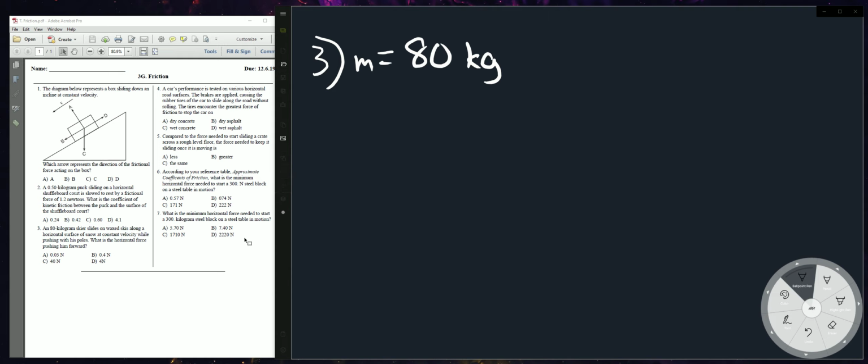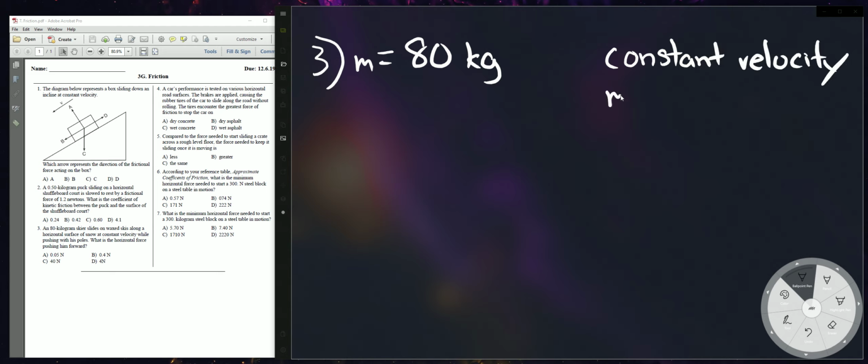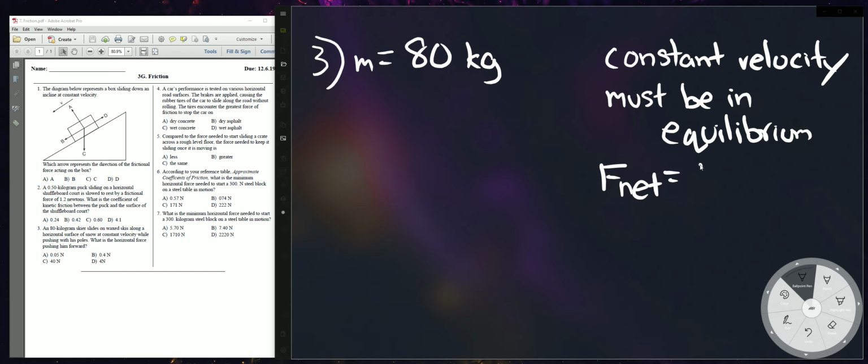Well, think of it this way. If you're traveling at a constant velocity, you must be in equilibrium. And if you're in equilibrium, then your F net is 0. Well, F net in the x direction is 0 at least, but overall, your F net is 0 if you're traveling at a constant velocity. Now, what is the horizontal force pushing him forward?